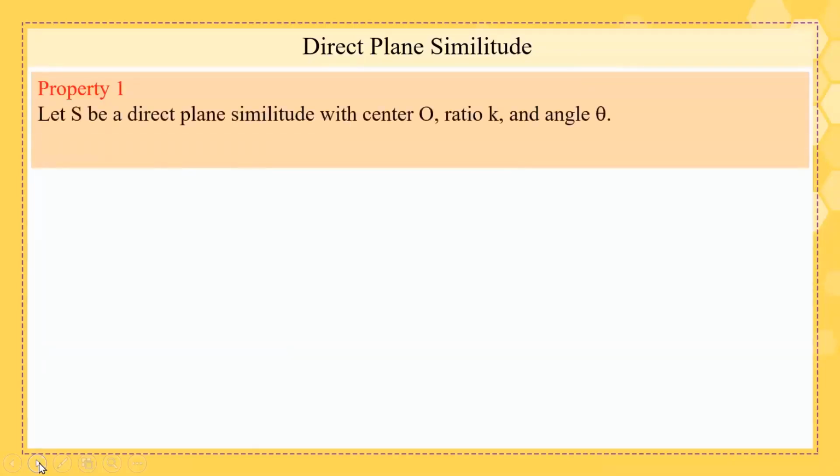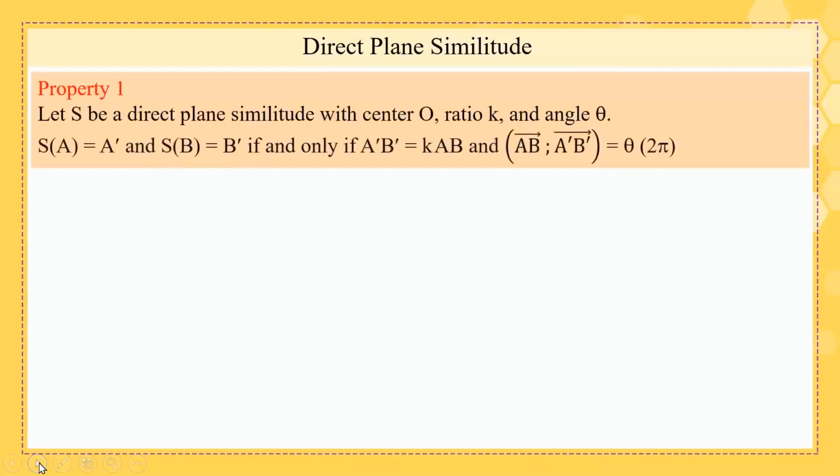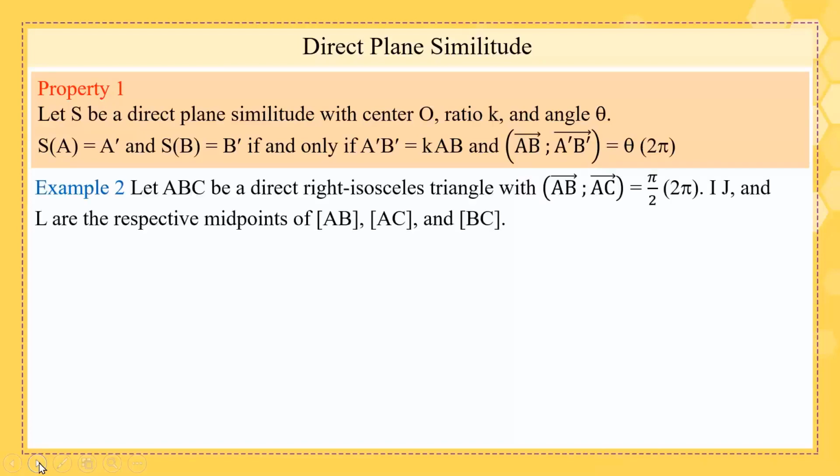Given the direct plane similitude S with center O, ratio K, and angle theta, we have this property: S of A equals A prime and S of B equals B prime if and only if A prime B prime equals K times AB, and the angle between vector AB and vector A prime B prime is equal to theta mod 2 pi. Before we solve this example, this property helps you find the ratio and the angle of a given similitude S, and we will see that in this example.